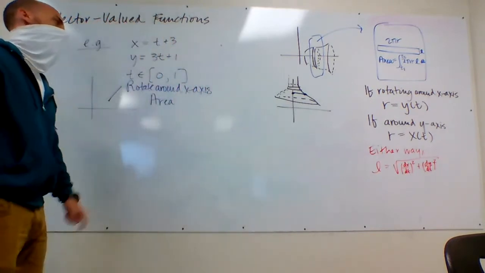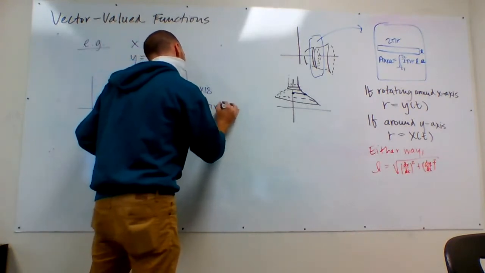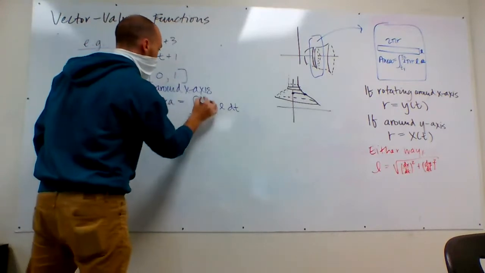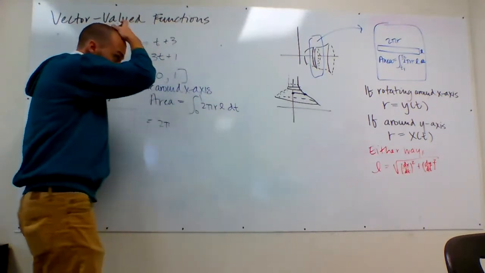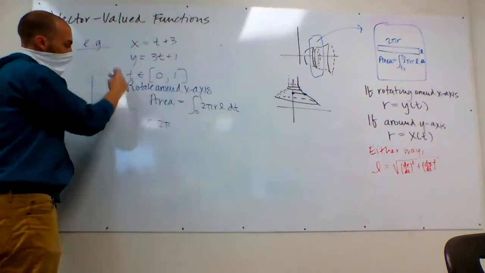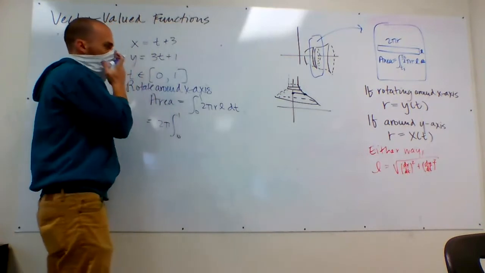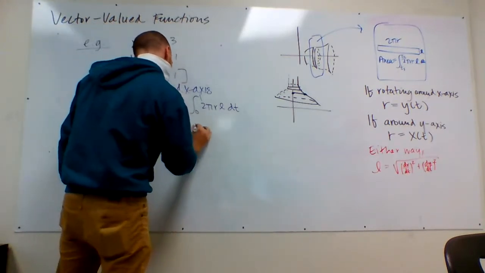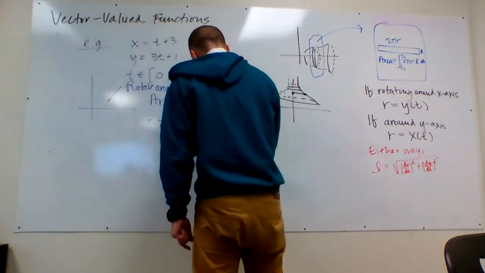Okay, so when I rotate this around the x-axis, it's going to make that cone, and the area is going to be the integral of 2 pi R L dt. t is going to pretty clearly run from 0 to 1. I'm going to factor out the 2 pi. R, since I'm rotating around the x-axis, is going to be y of t. So y of t is going to be 3t plus 1, and then L is going to be that square root.